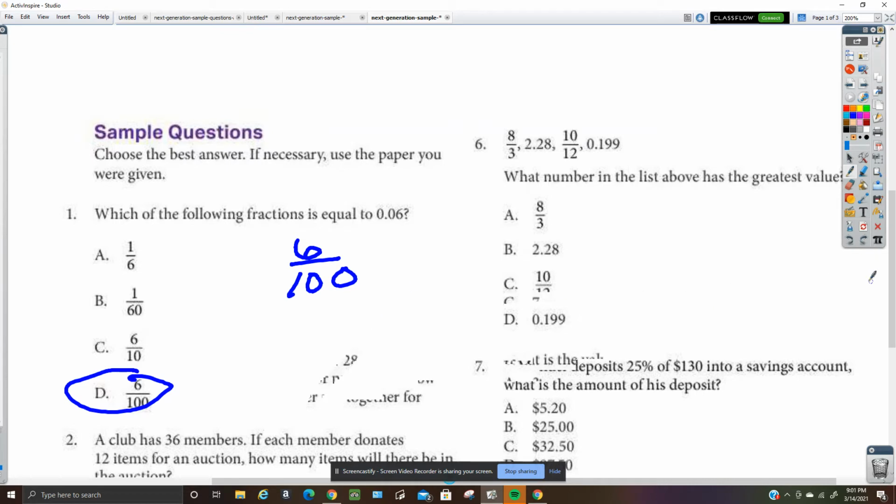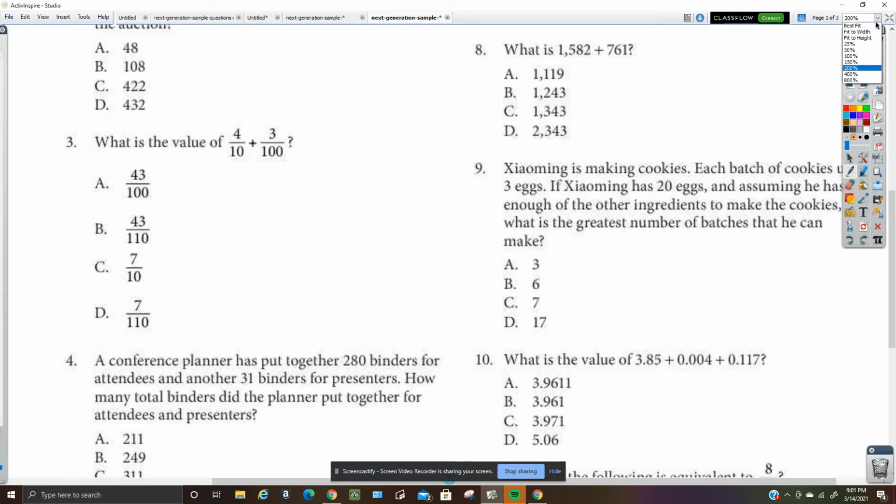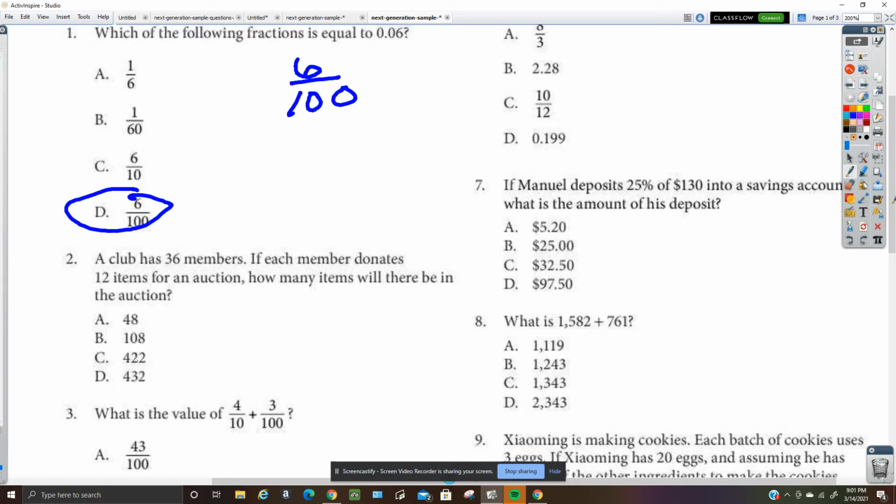Oh, I don't know what just happened there. Scrolling it.